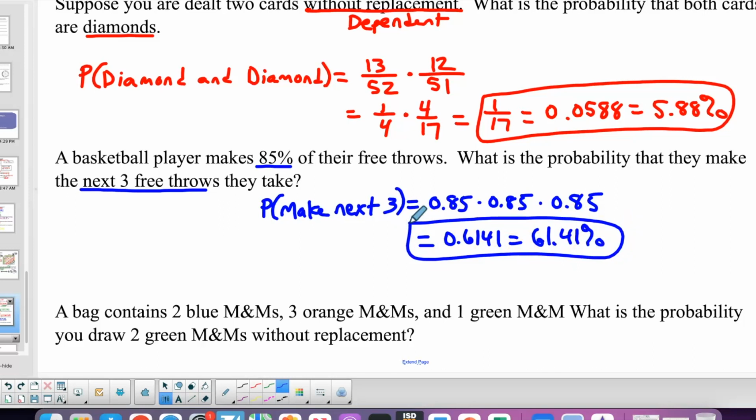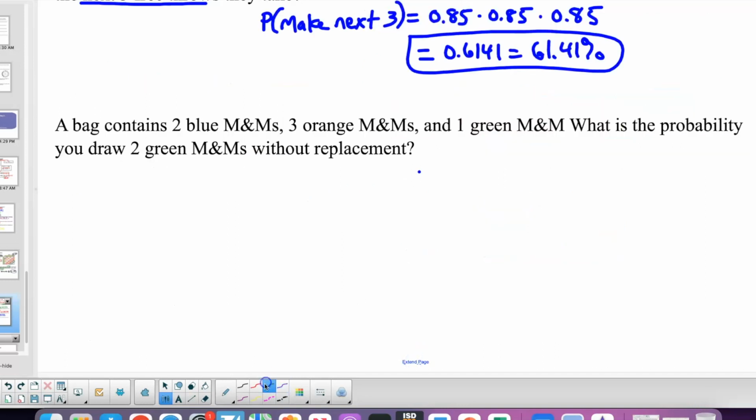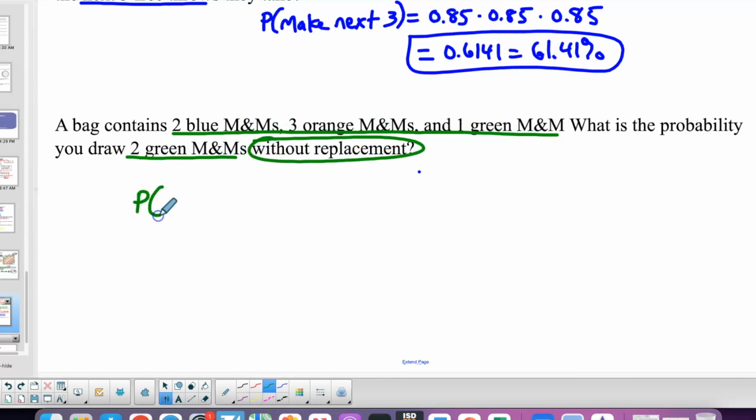All right, last one for the video. It says a bag contains 2 blues, 3 oranges, and 1 green M&M. What is the probability you draw 2 green M&Ms without putting any M&Ms back? So you can see that there should be a bit of a problem with this. We want the first one to be green and the second one to be green. But we don't have that many greens. So the first one, there's 6 total M&Ms. The first one being green, that's a 1 out of 6 chance.